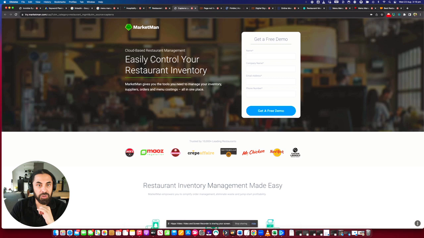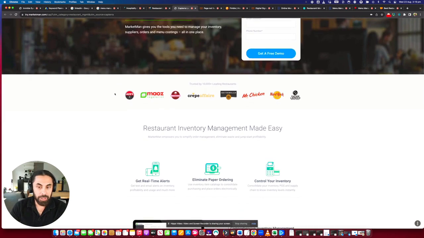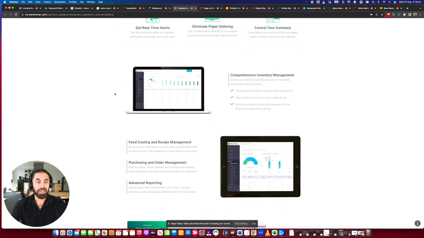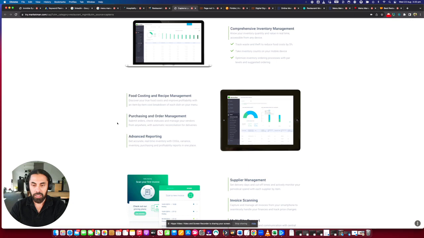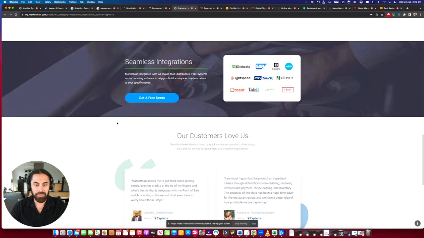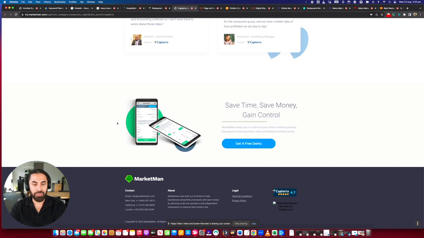So, cloud-based restaurant management system, easily control your restaurant inventory. Market Man gives you the tools you need to manage your inventory, supplies, orders, menu, costings, and all in one place. So this seems pretty similar in the solution that they provide. They probably don't offer as much as Soft Logic does, but I think that we can definitely start by looking at these guys, what they're doing, where are they advertising, how are they advertising, how do they talk to the market, and then work back from that.